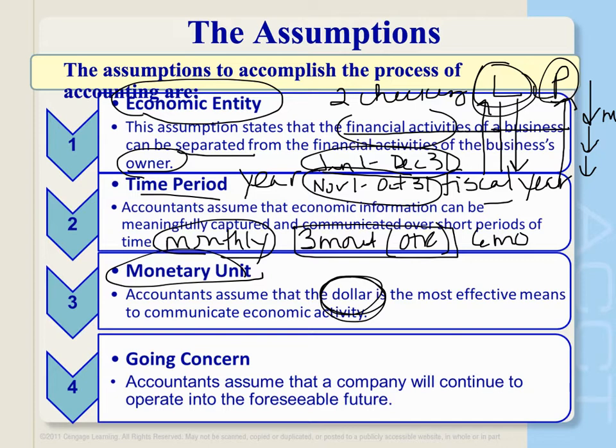And the last assumption is what we call the going concern. We as accountants, or beginning accountants, will assume that a company will continue into the foreseeable future, which means this company is a going concern. It's going to continue in the foreseeable future. If you as an accountant think that it isn't, then you will notify the company in the financial statements that it is not.